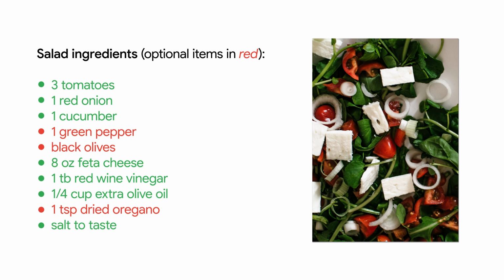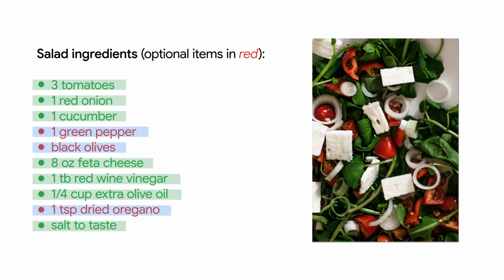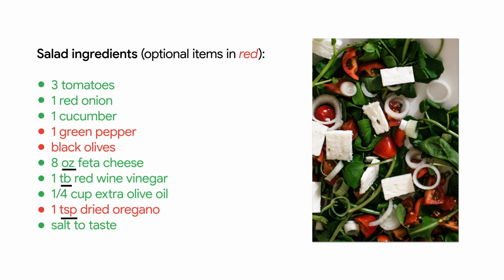One problem is that the ingredients list relies only on color, red or green, to communicate important information. Relying only on color excludes anyone who is colorblind or visually impaired. You might also notice that optional ingredients are scattered at random throughout the list, and there are a number of abbreviations. Let's improve this recipe.